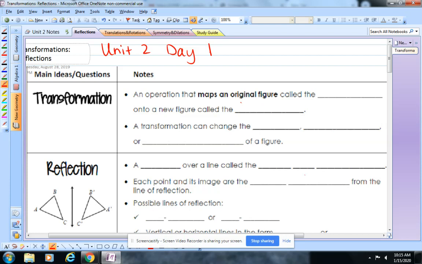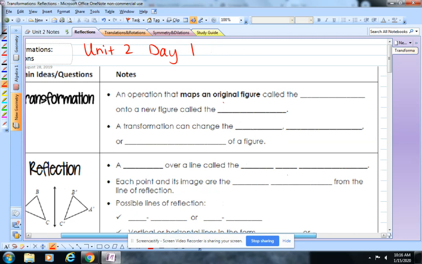Now, a transformation is basically when you take an object and you move it somewhere. Okay? So the change that happens to an object, whether it's a triangle, quadrilateral, rhombus, whatever the figure is, if you take it and you move it somewhere, that is called a transformation. Okay? So let's talk some terms. We're going to fill in some blanks here.